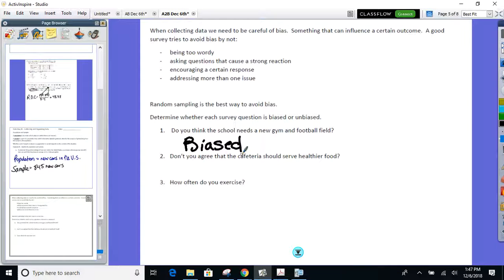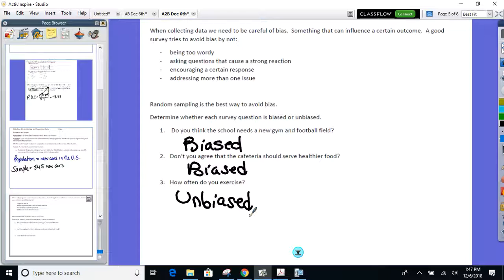How about 2? Don't you agree that the cafeteria should sell healthier food? Biased. I'm definitely pushing you towards a response that I want. And then, how often do you exercise? That's unbiased, pretty open. Not pushing you either way.